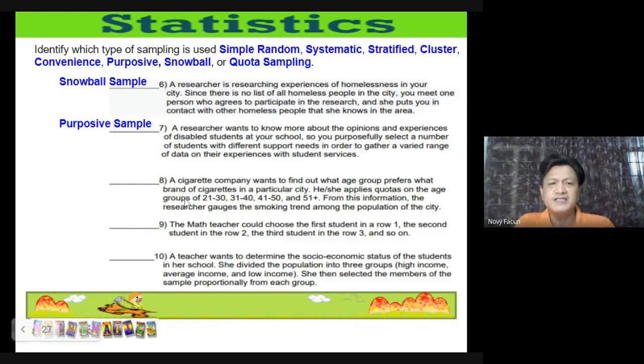Okay, next, number eight, a cigarette company wants to find out age group prefers what brand of cigarette in a particular city. He or she applies quotas on the age group between 21 to 30, 31 to 40, 41 to 50, and 51 plus. From this situation or from this information, the researcher gauges the smoking trend among the population of the city. So kung mapapansin natin, no, meron dyang quota. Kinota niya, that is already quota sample. Okay. Kasi nakukuha lang siya doon sa magre-represent kung saan doon sa naka-group na mayroon silang age limit.